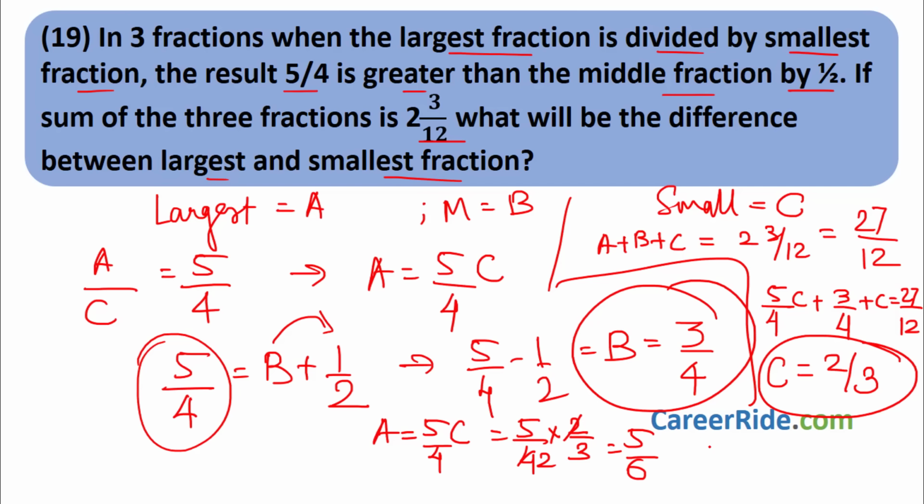What do we want to find? We want A minus C. 5 by 6 minus 2 by 3. What you will get? The answer comes out to be 1 upon 6. This is the difference between largest and smallest fraction. Moving to the next question.